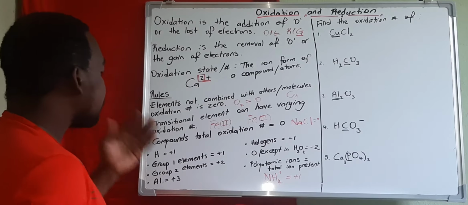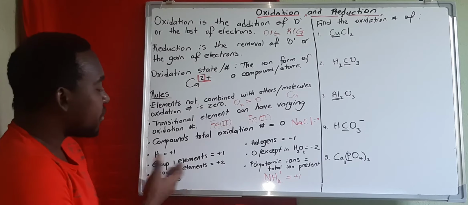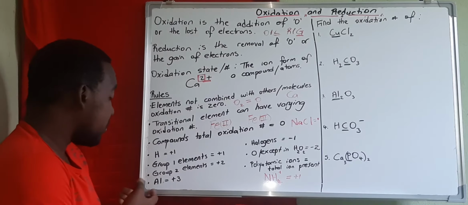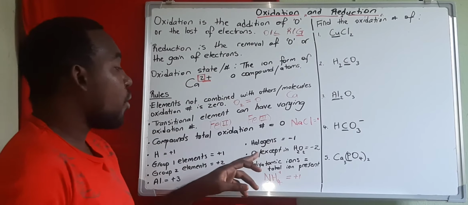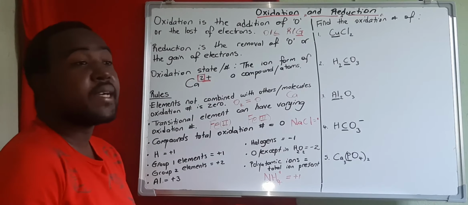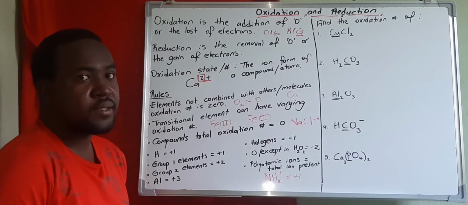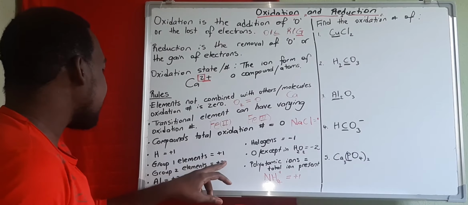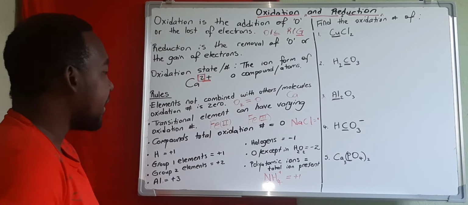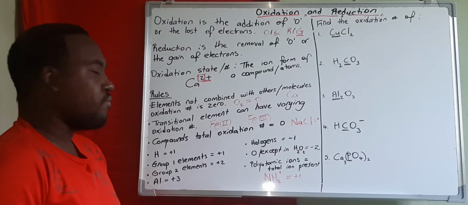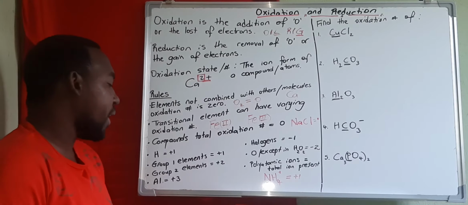And then we have some popular ones: H is positive 1, group 1 elements are positive 1, group 2 elements are positive 2, group 3 elements, including aluminum, are plus 3. Halogens, which are group 17, are negative 1. Oxygen, except in peroxides, is negative 2. We noticed that these oxidation numbers or states are actually the ionic form of these elements. Group 1 elements lose 1 electron, so it's a plus 1. Group 2 loses 2 electrons, so it's a plus 2.